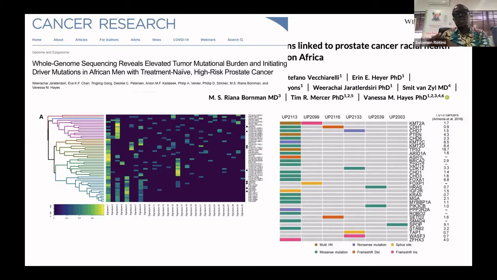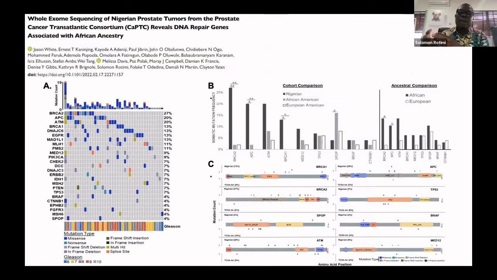And so recently, we just got this paper published in our consortium, and I'm part of the Prostate Cancer Transatlantic Consortium. We've sequenced about, I think we're able to sequence up to 50. The interesting thing you see there is that we have a very high mutation of the BRCA2 gene, and when you compare the mutation frequency of African American with European, you clearly see that the Nigerian patient population that we study have very high mutation in BRCA2, APC, ATM, BRCA1, MED12, and TP53.